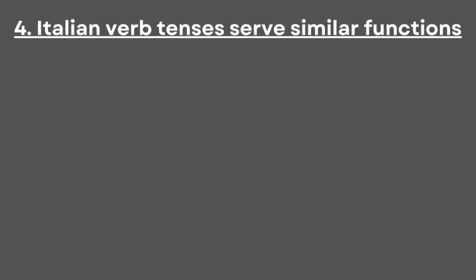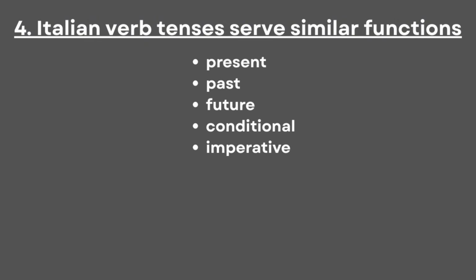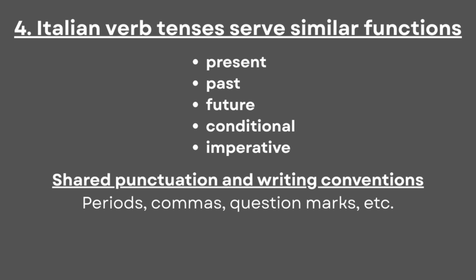Number 4. Italian verb tenses have similar functions to English, consisting of the present, past, future, conditional, and imperative. Even if the concepts are formed differently, they're still the same, sharing identical punctuation and writing concepts, like periods, commas, and question marks.